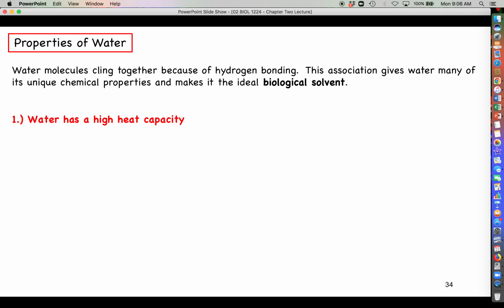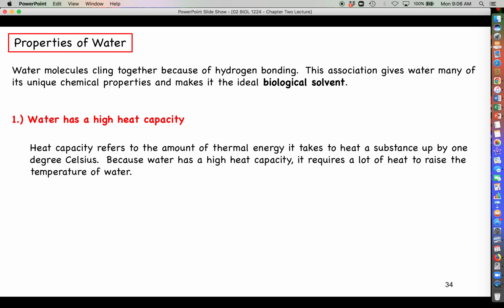The first property that we will discuss, maybe not the most exciting one, but water has a high heat capacity. Okay, now what in the world does that mean? Well, heat capacity in chemistry terms is defined by the amount of thermal energy it takes to heat a substance up by 1 degree Celsius. So if you have a beaker full of water and that water is at 20 degrees Celsius, the heat capacity refers to how much heat are you going to have to add in order to heat that water up by 1 degree.